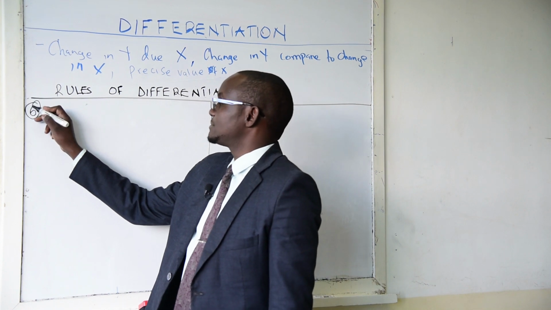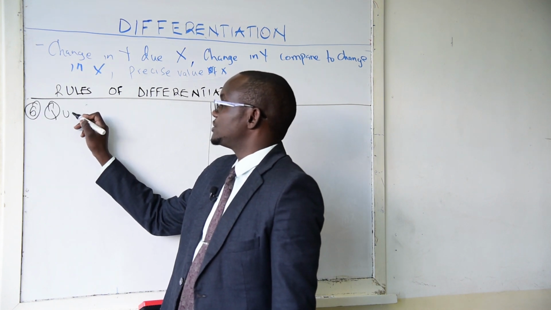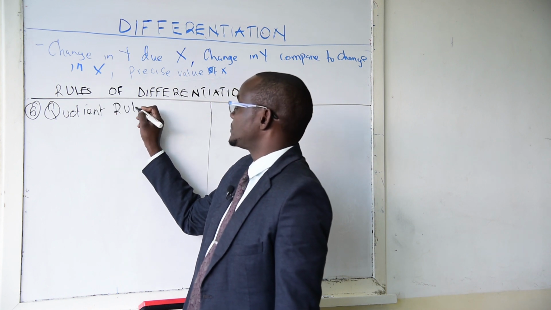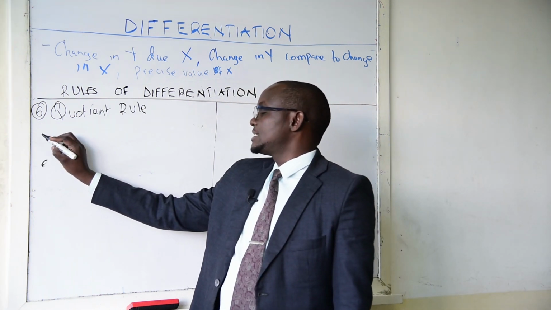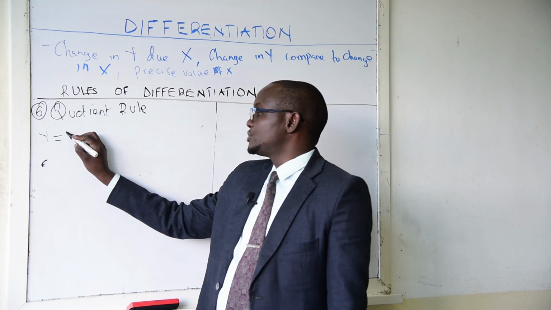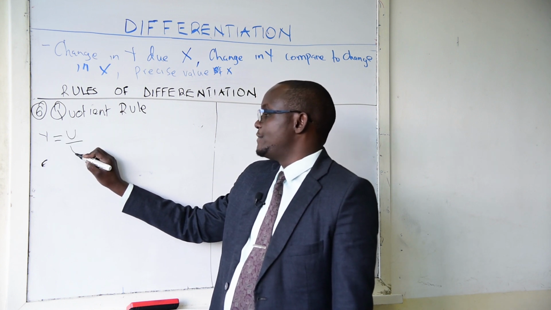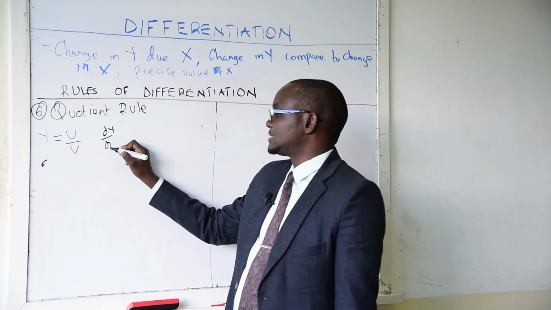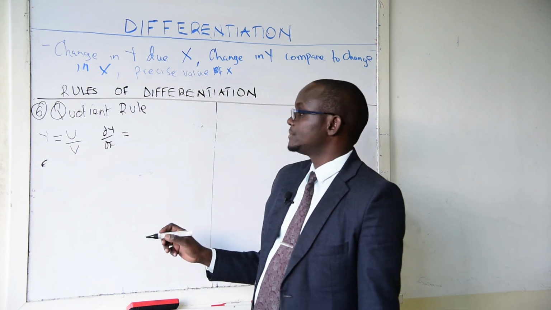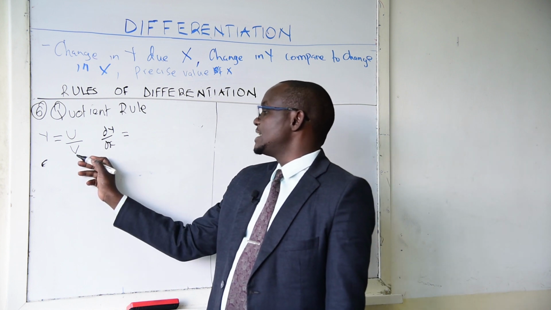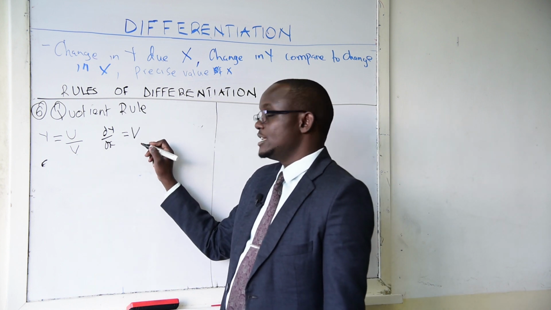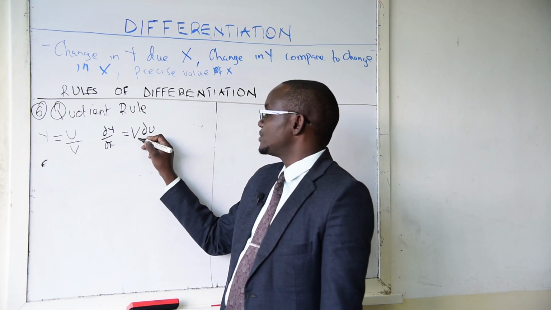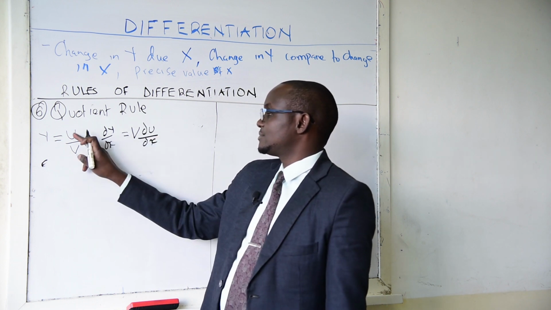Rule number 6, what we call the quotient rule. Quotient rule says that in case you are given y equals to u over v, and you are told to find dy over dx, this is how you find it. You start by maintaining v without doing anything to v, take the v the way it is, then you differentiate du in respect to x.